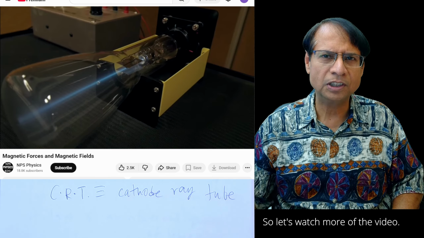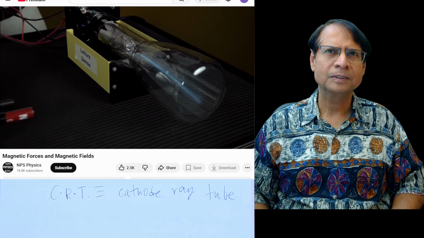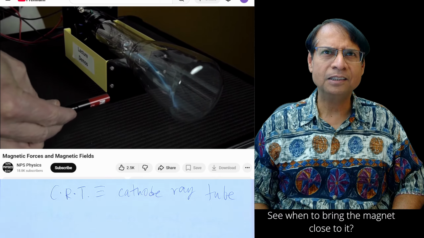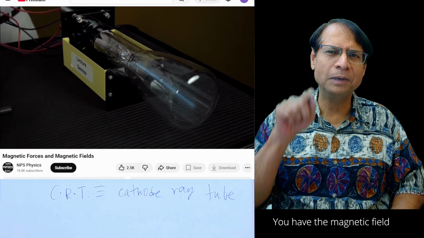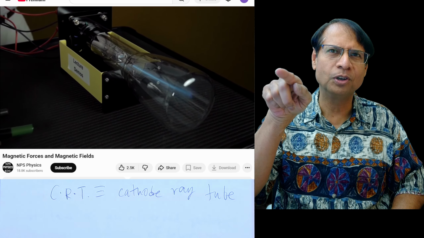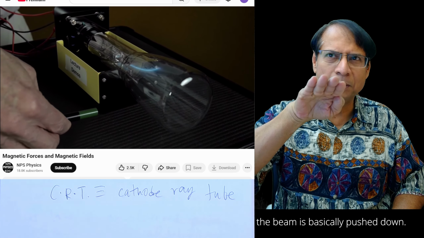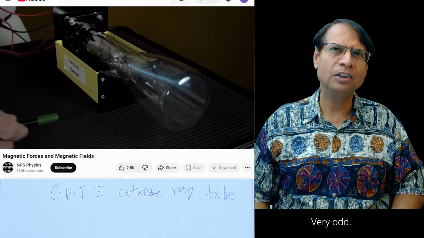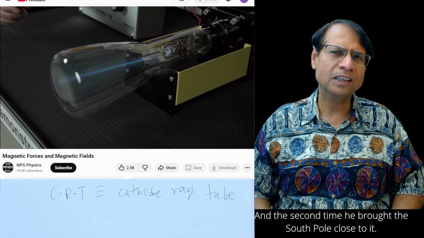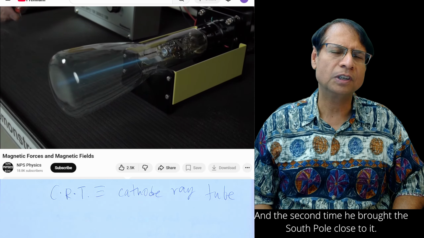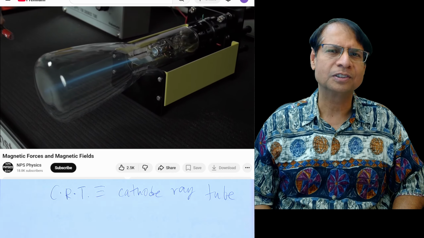So let's watch more of the video. See, when they bring the magnet close to it, the beam is pushed down. How odd is that, right? You have the magnetic field shooting out from the North Pole. Instead of pushing the beam away, the beam is basically pushed down. Very odd. And that's the cross product business that you have. The second time he brought the South Pole close to it, so the field direction was reversed.